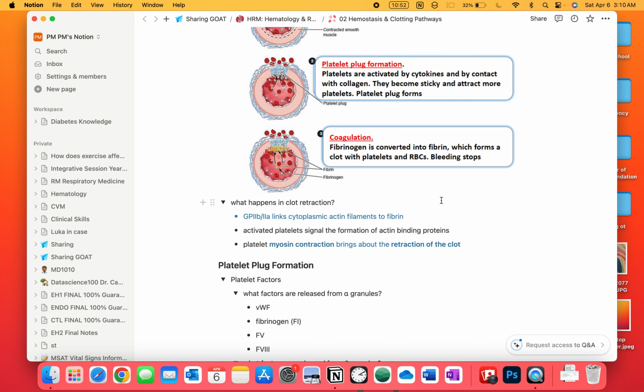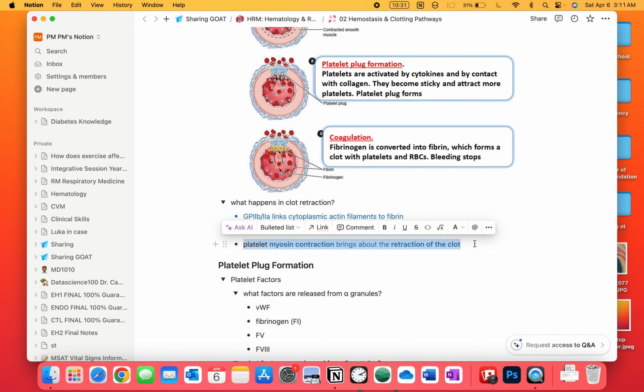So, GP2B and IA links cytoplasmic actin filaments to fibrin. Activated platelets signal the formation of actin binding proteins. Still, not really clot retraction. The most important thing of clot retraction is platelet and myosin contraction brings about the retraction of the clot. This is what you need to know.